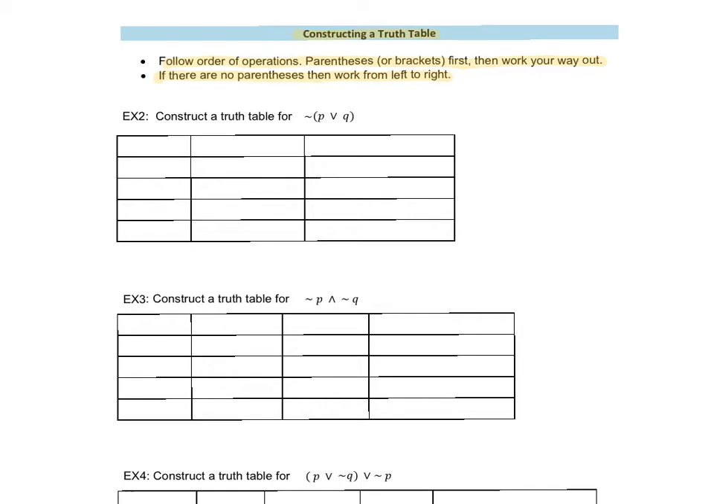Example 2, we're constructing a truth table for the negation of, in parentheses, P or Q. So notice I have two different statements, P, Q, two different letters. So I want to list those.